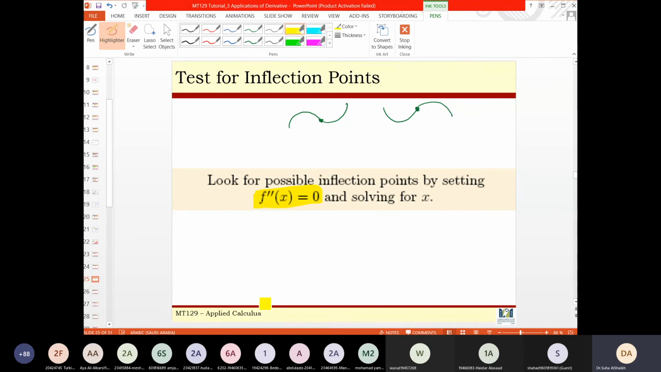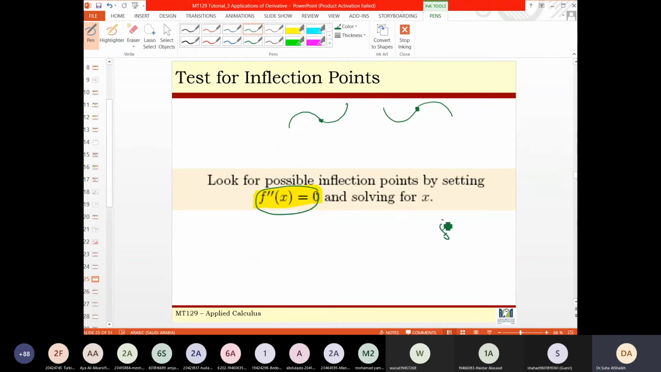The inflection point is the point where the function changes from being concave up to concave down, or from being concave down to being concave up. It has to do with the concavity. We find the inflection point by letting F double dash equal to 0.